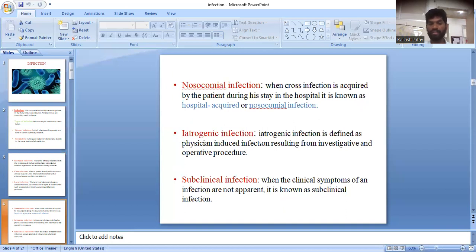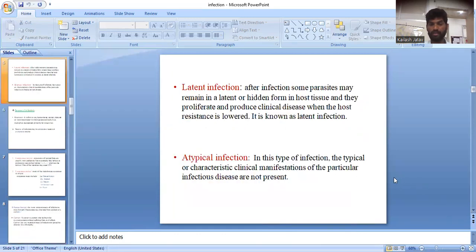Subclinical infection. When the clinical symptoms of an infection are not appearing, it is known as subclinical infection. Latent infection. After infection, some parasites may remain latent or hidden in host tissue, and they proliferate and produce clinical disease when the host resistance is lowered. Atypical infection. In this type of infection, the typical or characteristic clinical manifestations of the particular infectious disease are not present.